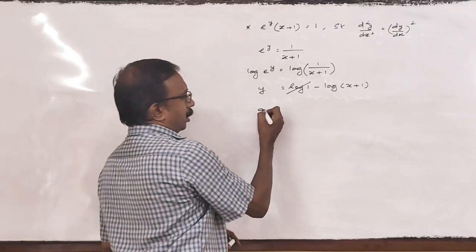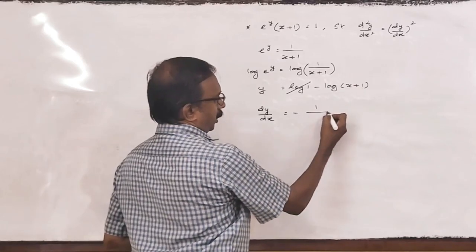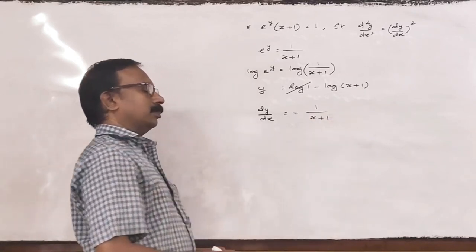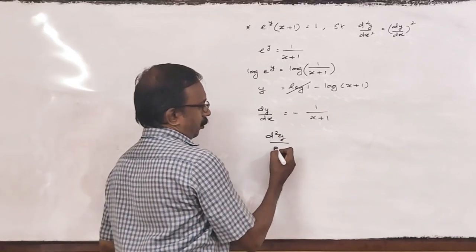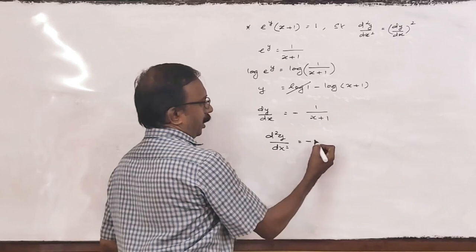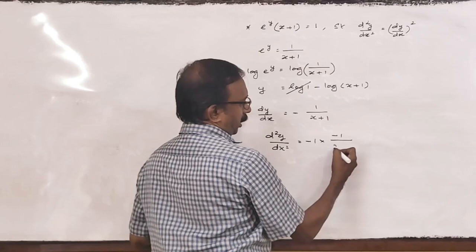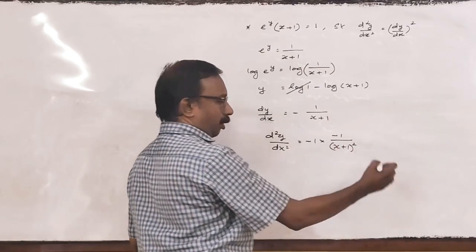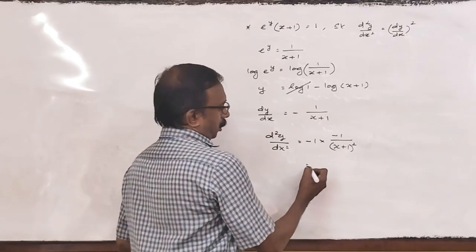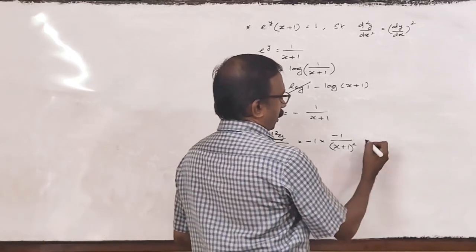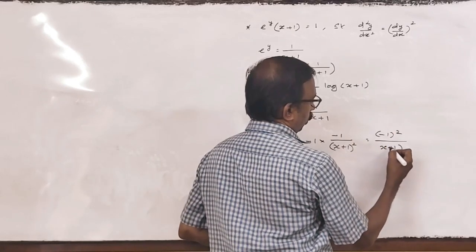Now dy by dx is equal to minus 1 by x plus 1, since the derivative of log x is 1 by x. Now find the second derivative d square y by dx square, which is minus 1 into minus 1 by x plus 1 the whole square. Here I am writing this function as minus 1 the whole square by x plus 1 the whole square.